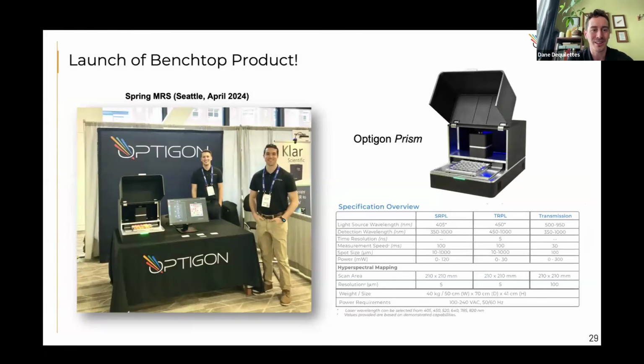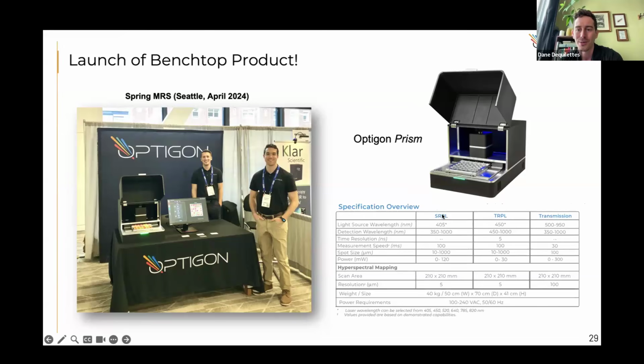So this is the tool that we ended up building, and I will say this came with a ton of input from research, academic groups, companies, and we're really thankful for the input that we've gotten over the last year or so in putting this together. We actually launched this tool recently at Spring MRS. This was just a few weeks ago, and this is Brandon and Anthony at our exhibit booth in the exhibit hall. This tool is called Opticon Prism.